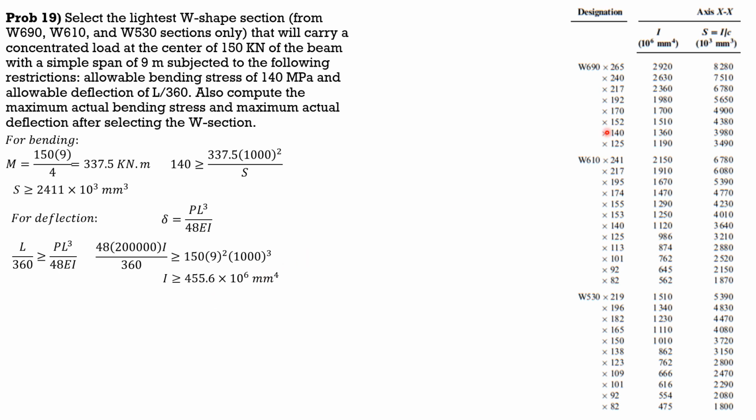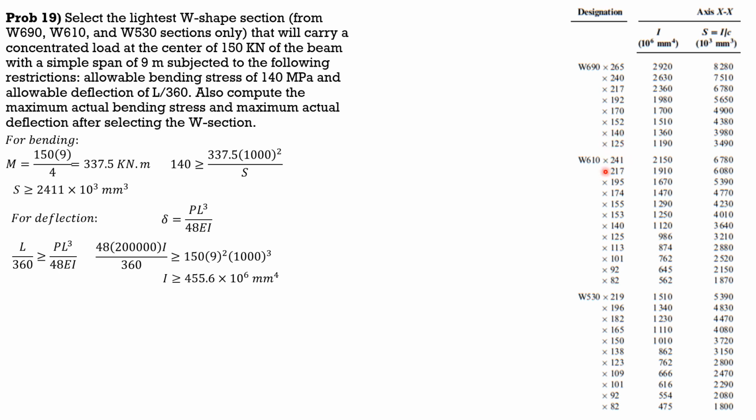So let's now check for the W690 by 265. The lightest is W690 by 125 in this table here, and I is too high. It satisfies, but it's too high, as well as for section modulus, it also satisfies. So W690 by 125 satisfies. So take note, this 125 here is 125 kilograms per meter.